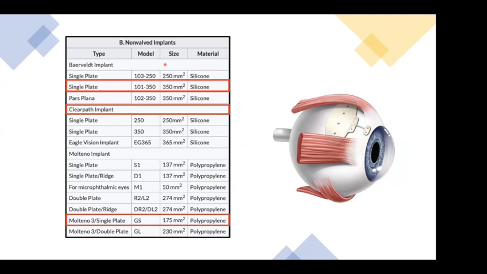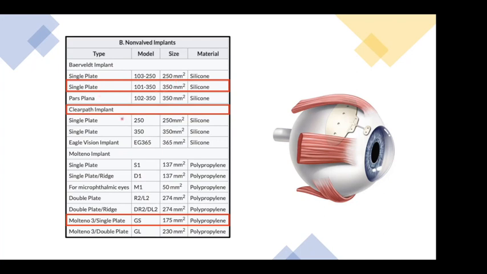And the idea is that you will go through a period until the periplate fibrous capsule forms, and then the aqueous will go easily through the tube. So you ligate the tube with some absorbable sutures. On top of the non-valved implants comes the Baerveldt, and we have the Baerveldt in two sizes, the small one, 250, and 350 square millimeters, which is more commonly used, the 350 square millimeter.